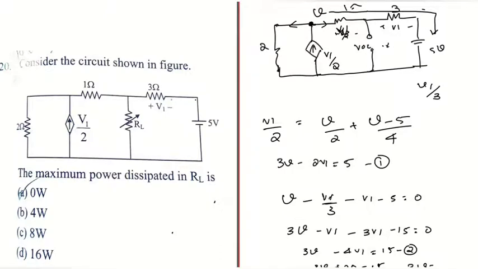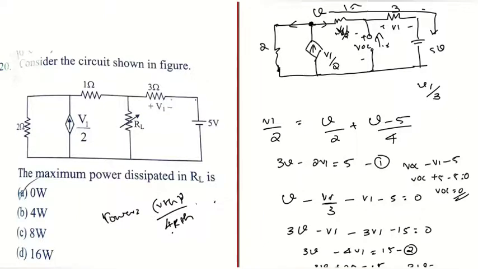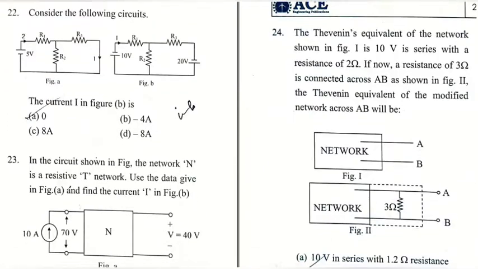I am going to write the mesh equation from here, our VOC. So it will be VOC minus V1 minus 5. We got that VOC minus our V1 is minus 5, so it will be equal to 0. That means VOC equal to 0 volt. So our power is actually equal to VTH the whole square divided by 4 RTH. So VTH is our 0 volt. So the power is 0 watt. Okay. Thank you. Let's move on to the next question.